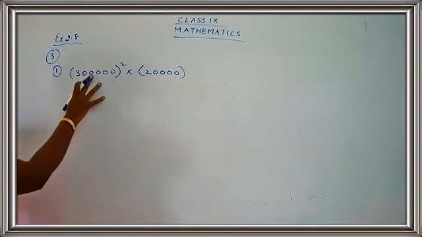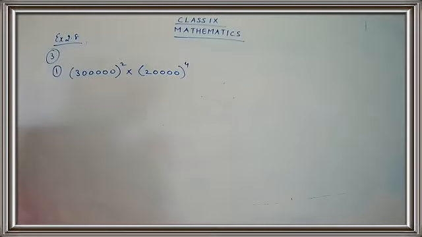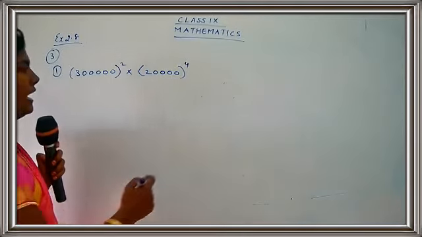Okay. Now, the question is 3 lakh square into 20,000 raised to 4, and we have to write this in the form of scientific notation. So let's see what to do over here. So I'm just going to start with the sum. Before I start the sum, let me give you some examples so that you can refresh what we have seen in the previous class. Let me take a number.